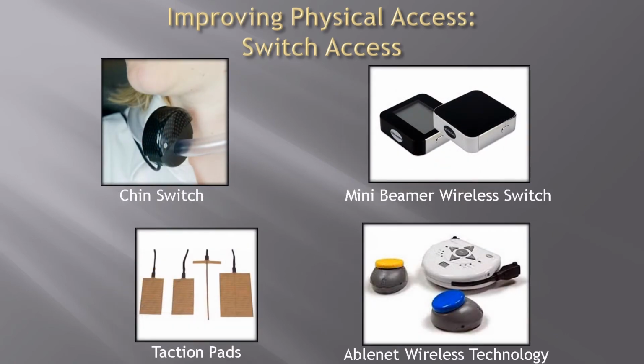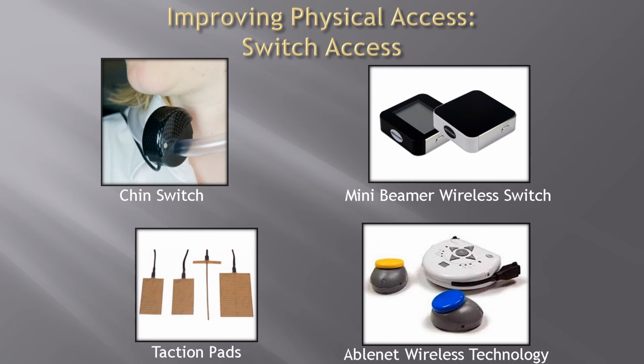The chin switch, seen in the top left corner, is used by dropping the chin, but, like with the grasp switch, the user must be able to keep their head up away from the switch between intended activations.